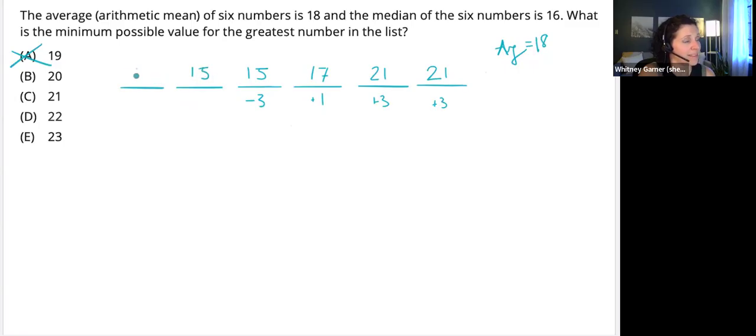And so even if I made these as big as possible, right? Each of these is 3 under my average. This won't average out, right? This is only 7 above with 9 below. I won't get an average of 18 here. So the lowest I can make this is 22.